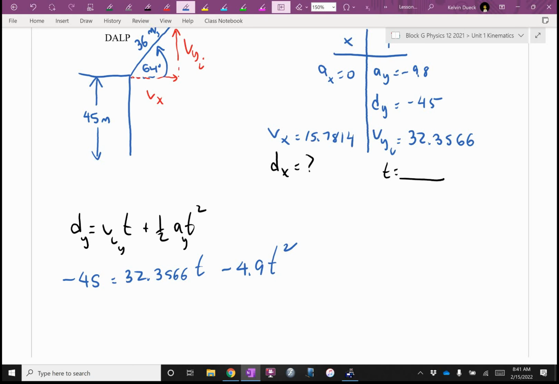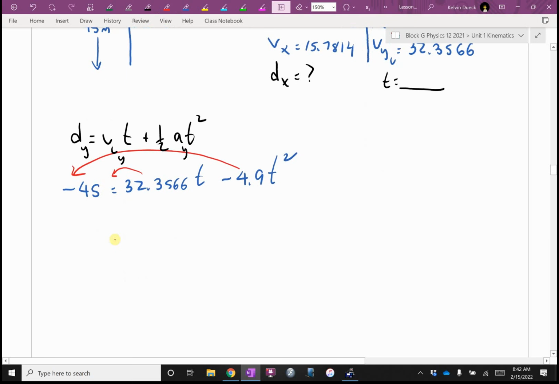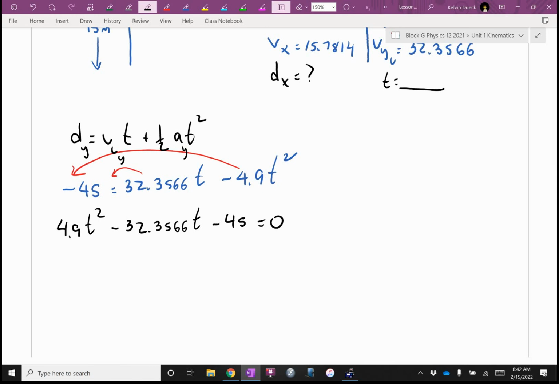You've got to make it equal to 0. You can plus the 45 over. I usually like the quadratic term to be positive, so I'm going to add that to that side and minus that to that side. It's going to give me positive 4.9 t squared take away 32.3566 t, take away 45 equals 0. If you're lucky and you have a quadratic solver, you're now laughing. Ha ha! The rest of us.